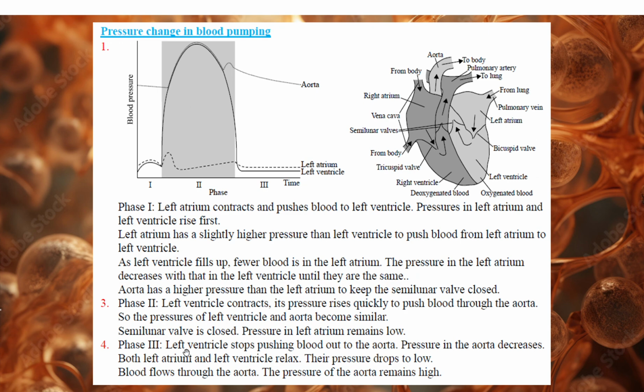In phase three, the left ventricle will stop pushing blood out of the aorta, and just lets the blood flow to the heart and to the body. And pressure in the aorta decreases. Both left atrium and left ventricle relax, their pressure drops low. And blood flows through the aorta, the pressure of the aorta remains a little bit higher.